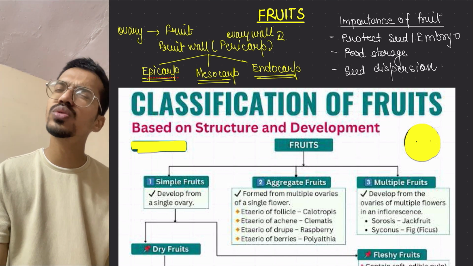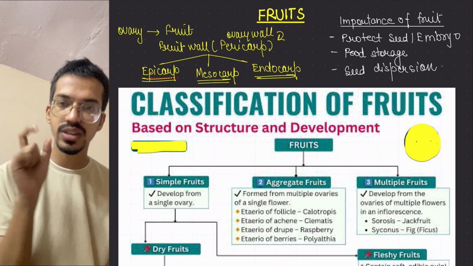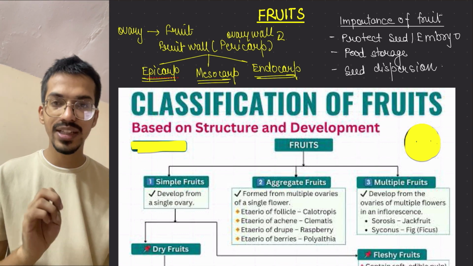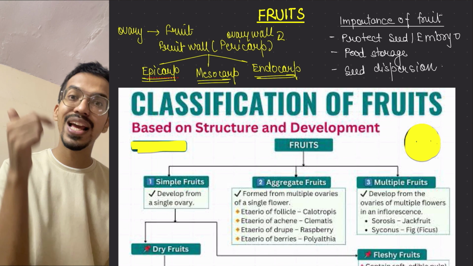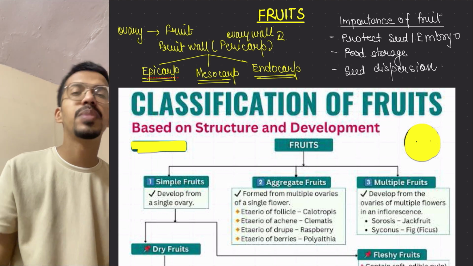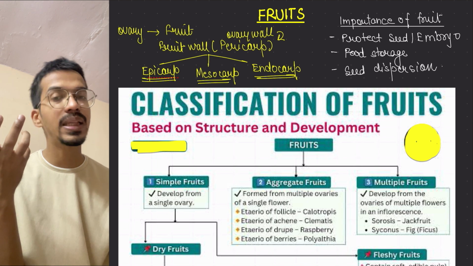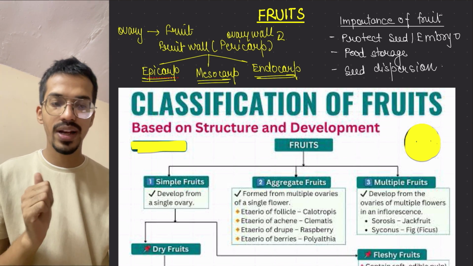Now why are fruits important? First of all, they protect the seed and the embryo because inside it the seed is present. They store food for the germination of the seed, because whatever pulpy thing is present in the fruit will help in the growth. And seed dispersal also, because you can take the fruit to other areas and you can grow it in the soil, right?